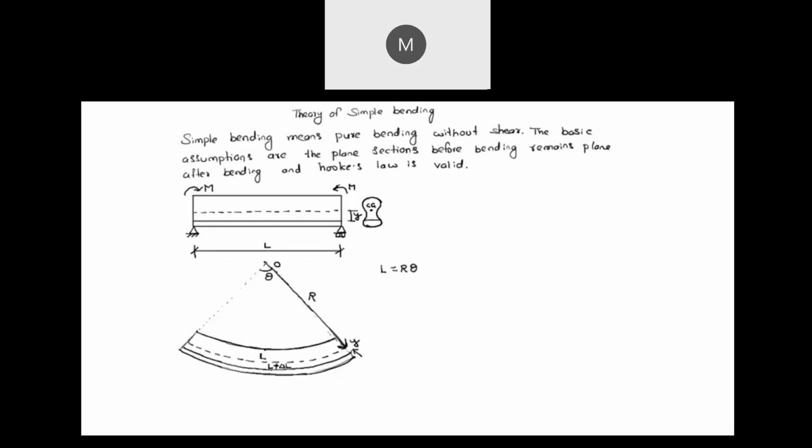From the geometry, L plus delta L is equal to R plus y into theta, and here delta L equals y theta. Theta is L by R, so delta L equals y into L by R, so delta L by L equals y by R. Delta L by L, change in length versus length, is called strain. So strain equals y by R. R is constant, so strain is proportional to y. So strain diagram will be like this.